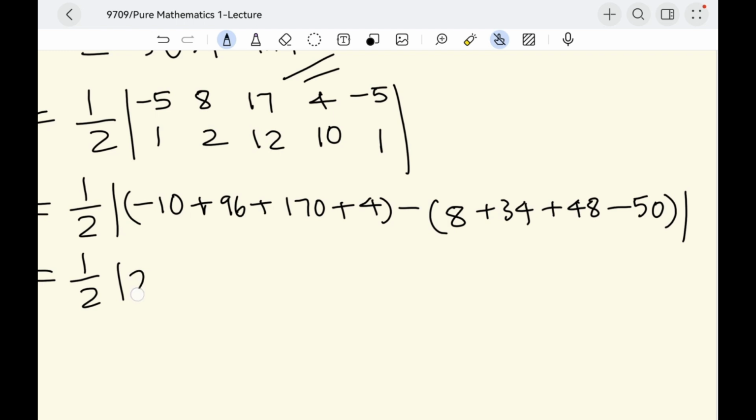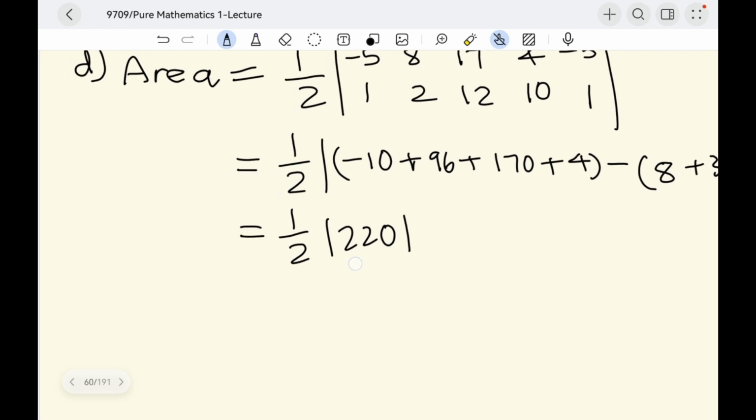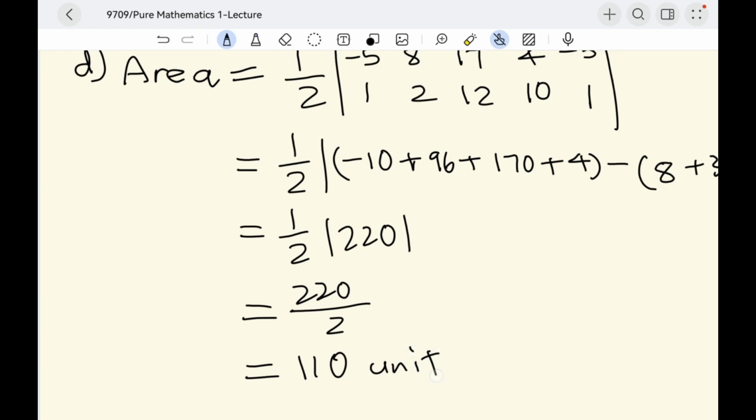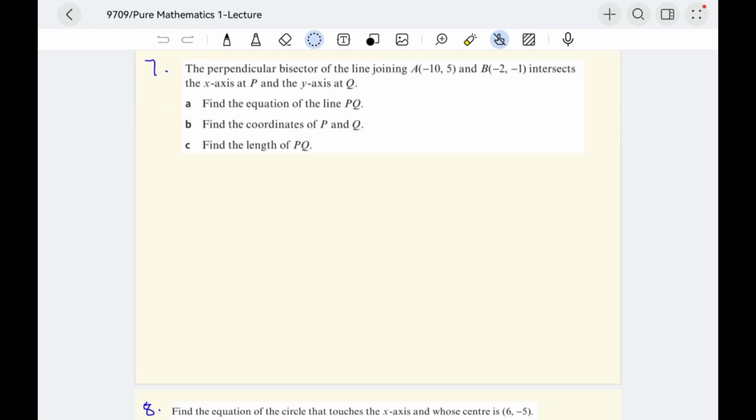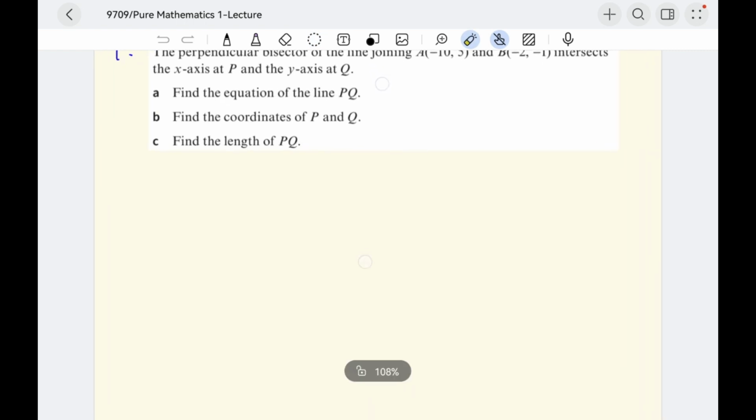So I have 220. Since 220 is positive, you just convert it to the modulus. So I have 110 as the final answer for the area of the rhombus. Okay, that's all for this question. Let's move on to the next question, which is question 7.